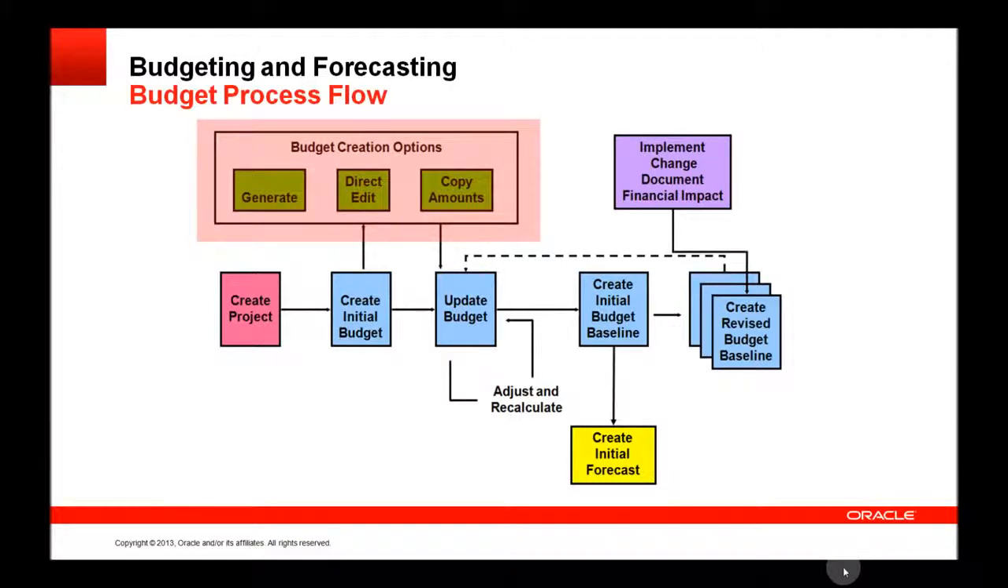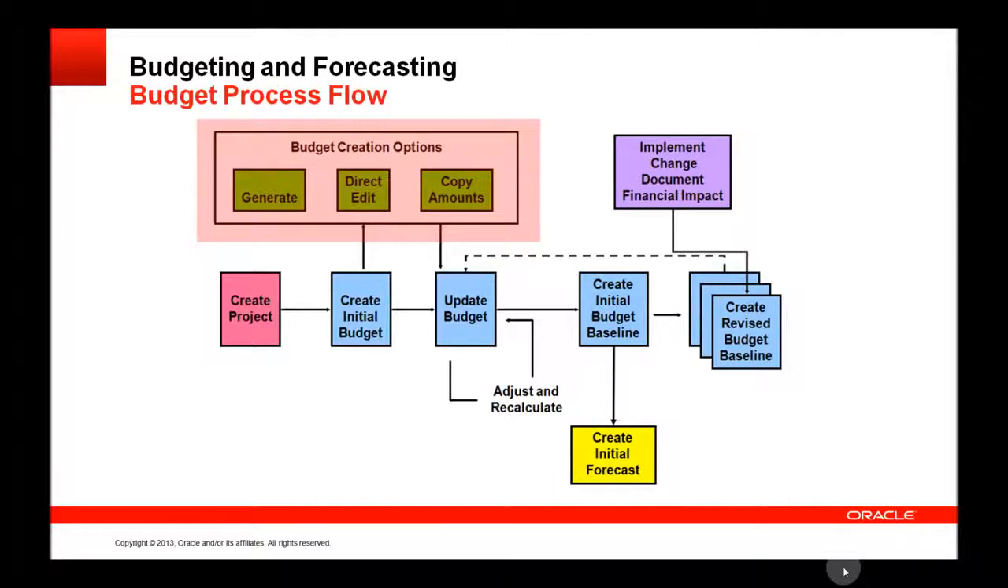So you leverage the work you've done in, say, a staffing plan when you already know what resources you're going to use, or you can generate it from a work plan where you know the tasks and the resources, or optionally you can also use another financial plan, whether it's a budget or a forecast. And of course we also offer the option to do a direct edit, so essentially you're just manually entering your budget, or copy amounts so that if you have another plan version that you want to use, you can copy the amounts from that and use that to create your budget.